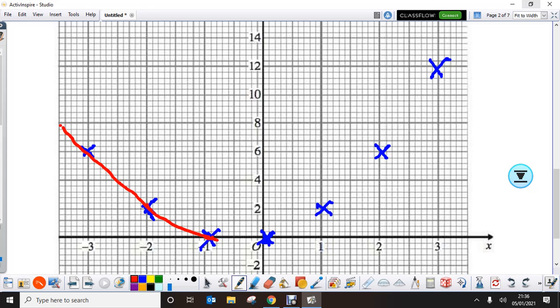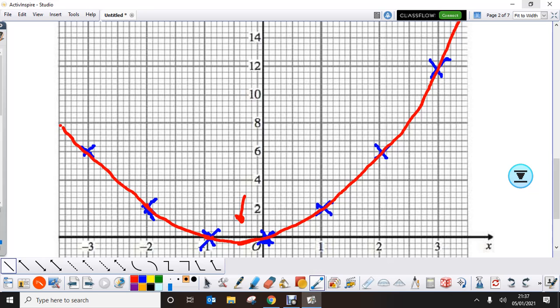It's still got to be a curve, and it's got to come underneath that line and go up like that. That curve is really, really important. It doesn't flatten off at the bottom.